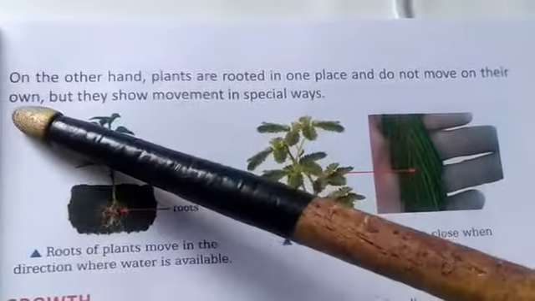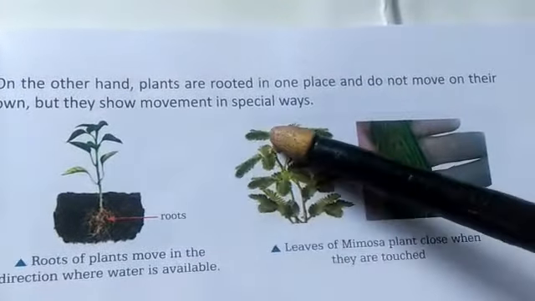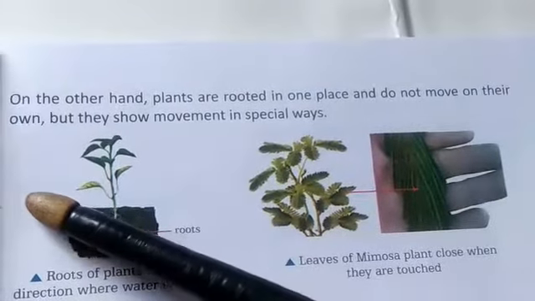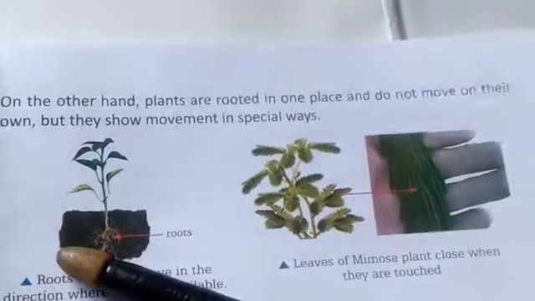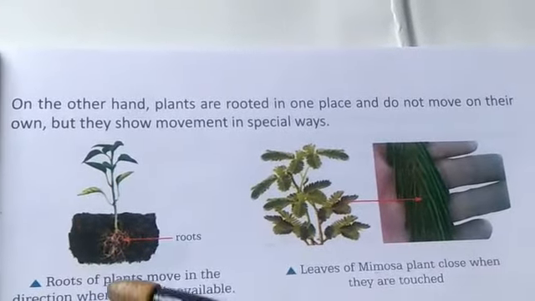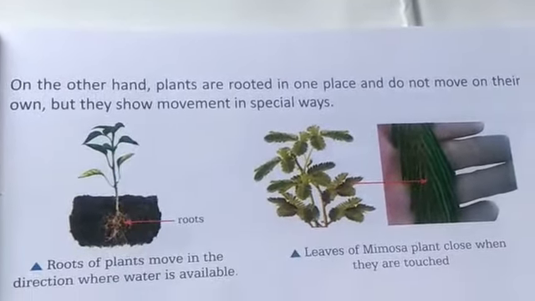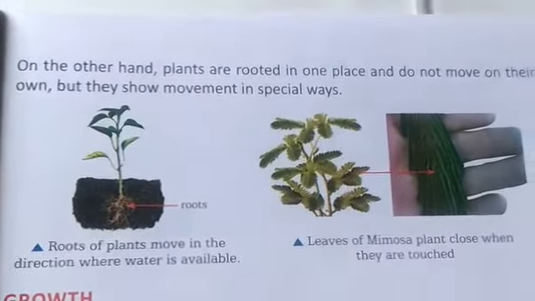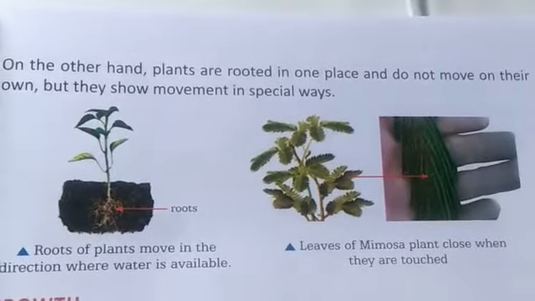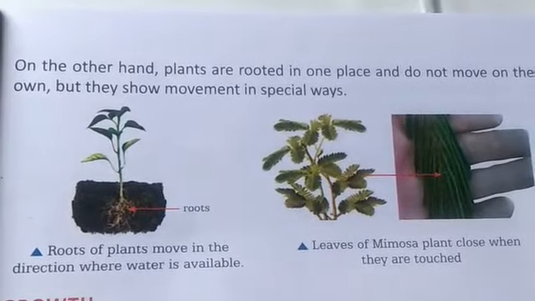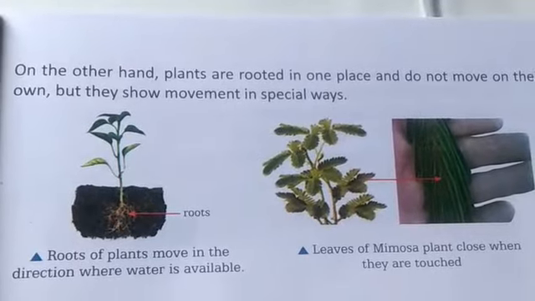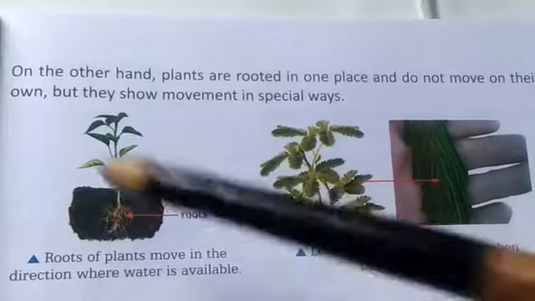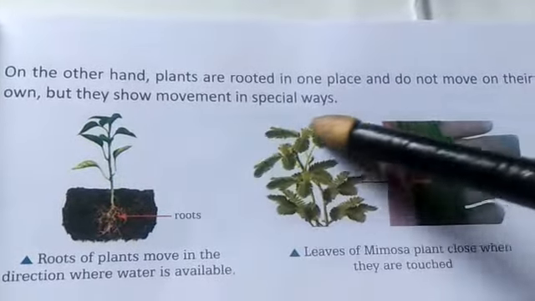On the other hand, plants are rooted in one place and do not move on their own. You have seen plants, their roots are under the ground, so they cannot move on their own. But they show movement in special ways.